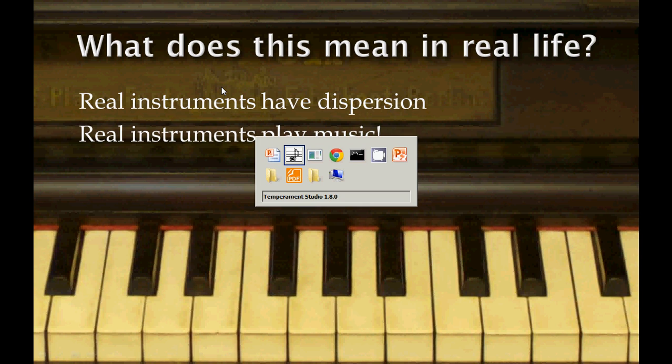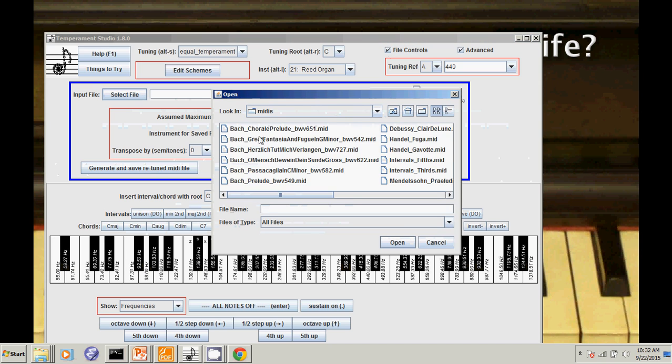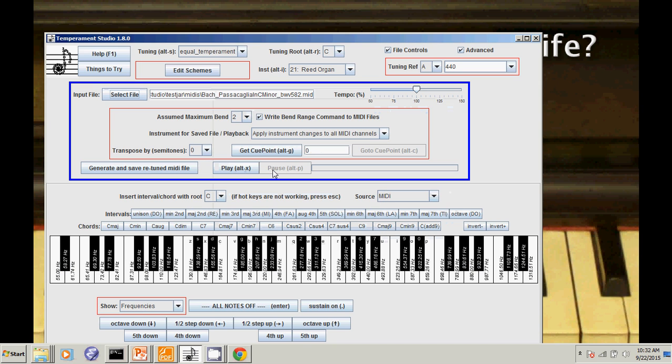And of course, real instruments play music, so the real proof of how good it sounds is not listening to the things we've done today, but listening to an actual piece of music. So let's load up a piece of music like Pythagorean C minor by Bach. And if you play this in equal temperament, it sounds pretty good. And let's move ahead a little bit. But if you listen to it in quarter comma mean tone, you'll hear it the way Bach intended.